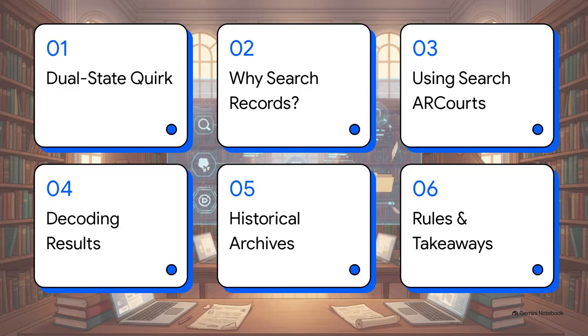All right, here's our game plan for this explainer. 1. The dual state quirk and history. 2. Why search court records. 3. Using Search AR Courts. 4. Decoding and limits. 5. Historical archives. And 6. Rules and takeaways.